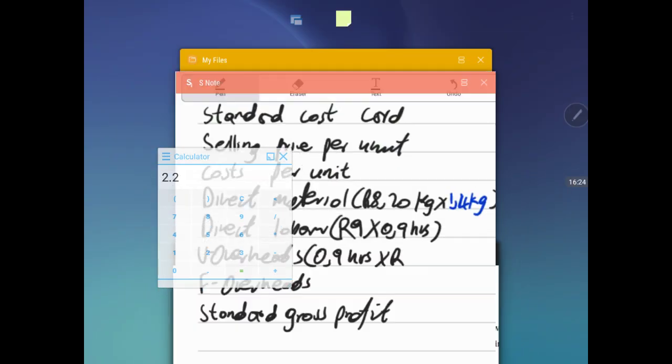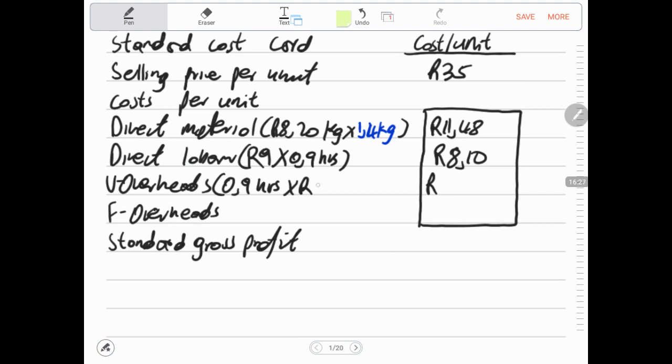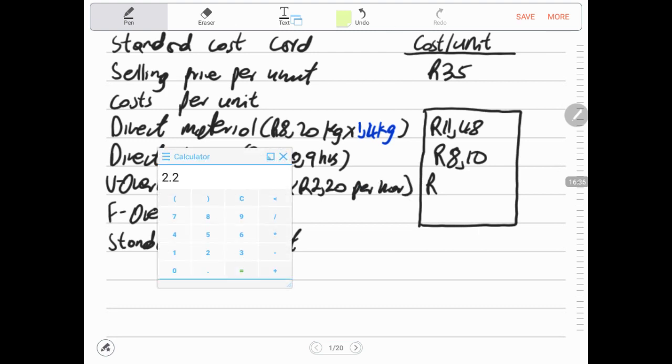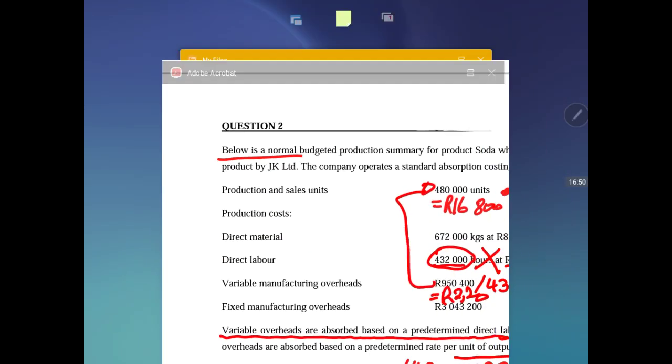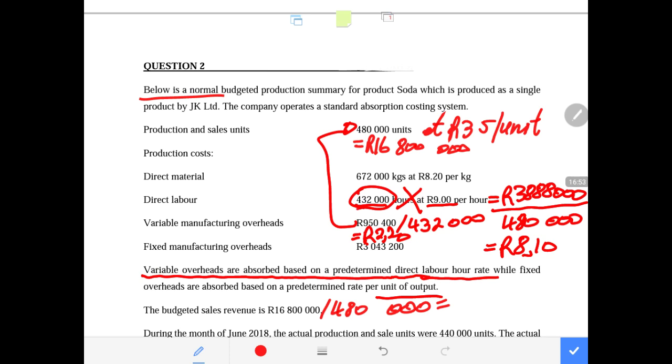So if it's per labor hour, it's not per unit, meaning it is 2 rand 20 cents per hour. Therefore, if we say 2 rand 20 cents per hour times 0.9, it gives us 1 rand 98 cents. That 1 rand 98 cents of variable overhead cost per unit should be the same when we take the cost of 950,400 and divide it by 480,000 units.